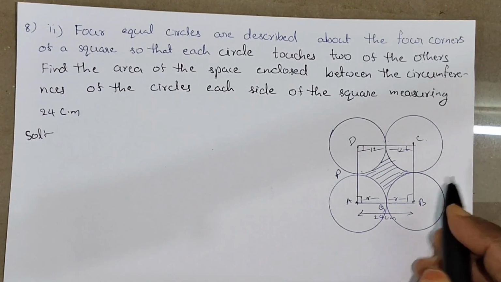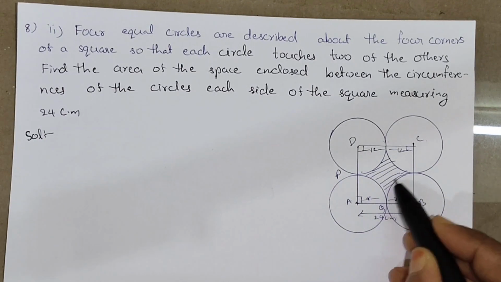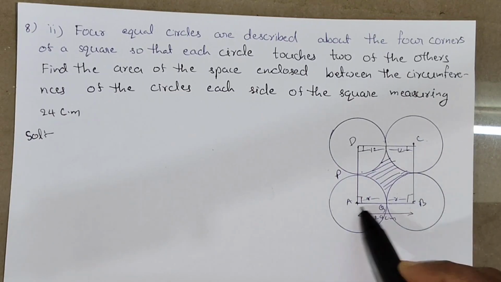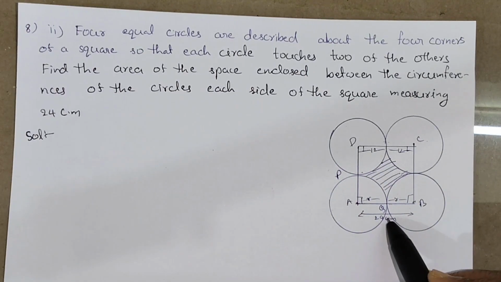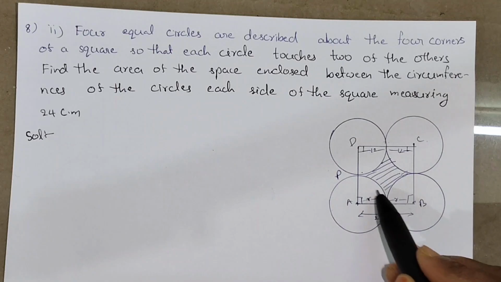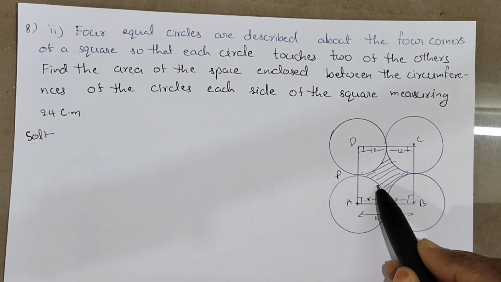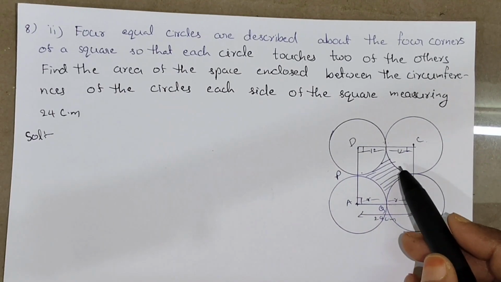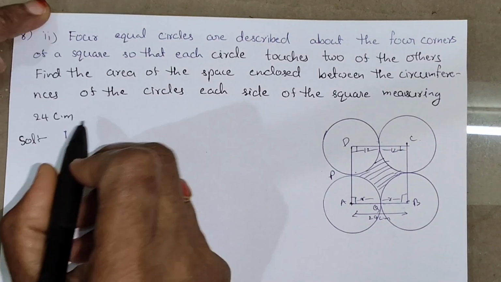Now here these 2 points are P and Q. Now we find this area. First we find the square area, the square side is there. So now we find the square area. Next we find the sector area. After that we find this region's area from the figure.